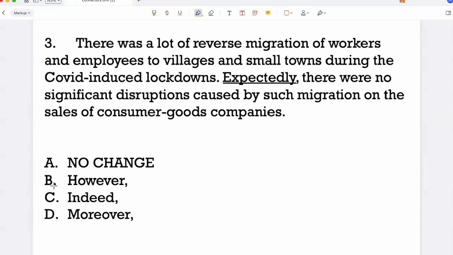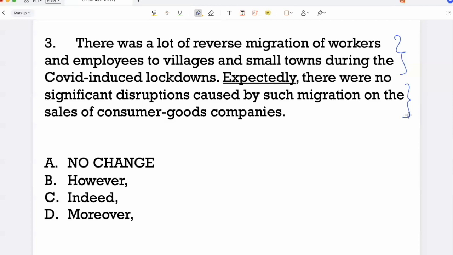Question 3. There was a lot of reverse migration of workers and employees to villages and small towns during the COVID-induced lockdowns. Expectedly, there were no significant disruptions caused by such migration on the sales of consumer goods companies. Okay, so here my first sentence talks about the migration that happened when workers and employees returned to their villages and small towns from the big cities because of the COVID lockdowns.